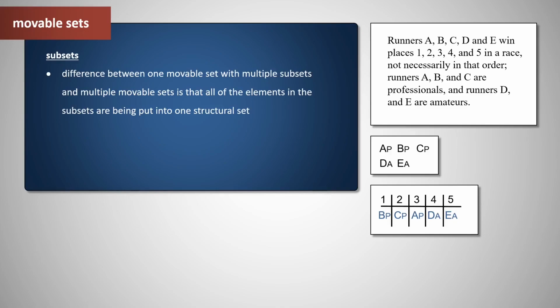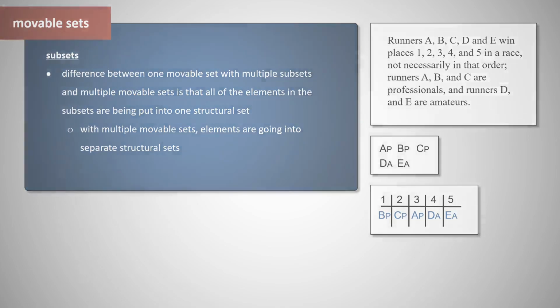You're not actually being asked to do anything independently with the professionals and anything independently with the amateurs. With multiple movable sets, the elements are going to be going into separate structural sets. So if this was a game that had multiple movable sets, you would have a row for the professionals and you would have a row for the amateurs. But that's not the case here, because they're all going together into those 5 slots.